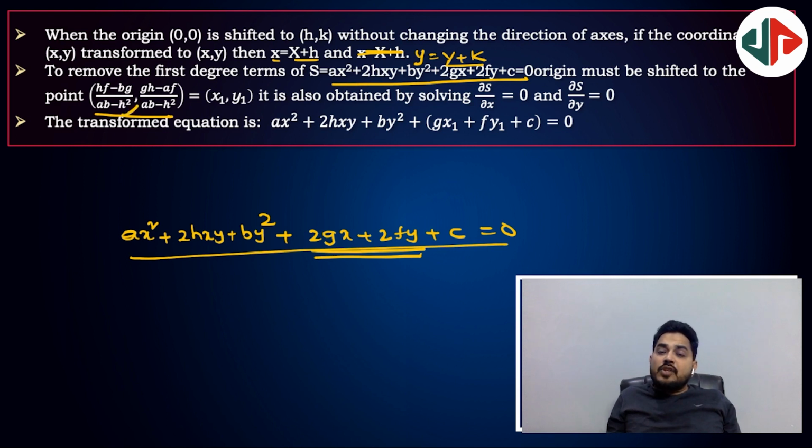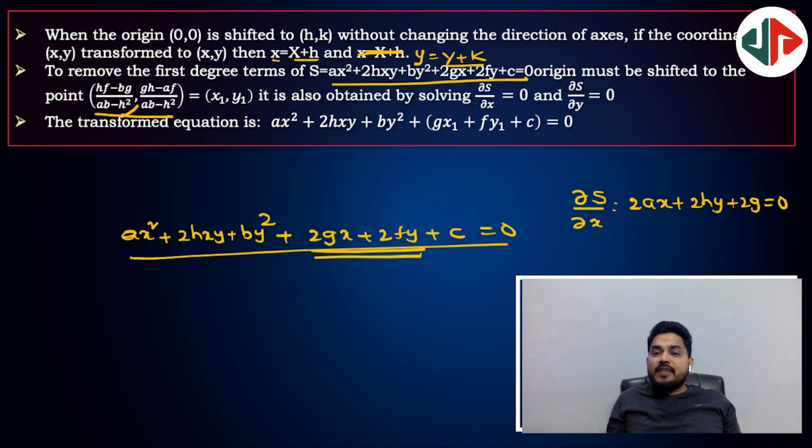Or this can also be done by partial differentiation, dou S by dou x. So you need to differentiate partially. Ax square derivative is 2ax, 2hxy derivative will be 2hy, by square gives 0, plus 2g is equal to 0.